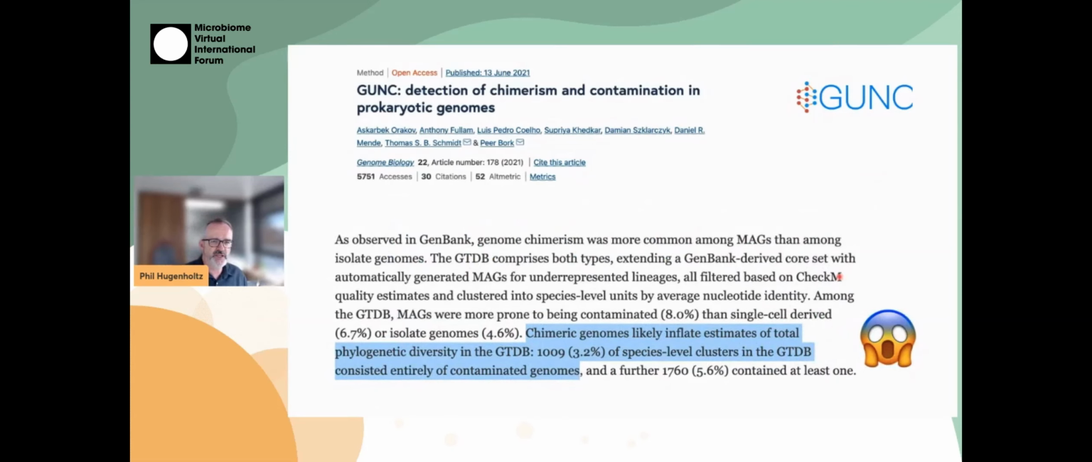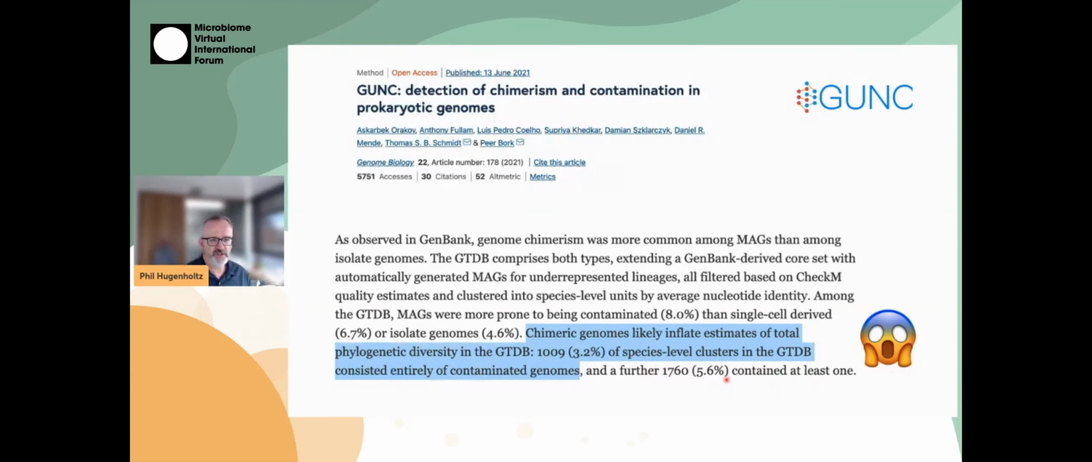So after they used GUNC to identify contaminant genomes, they concluded that chimeric genomes likely inflate estimates of total phylogenetic diversity in GTDB, and they estimated that 1,009 species-level clusters in the GTDB, or 3.2% of all species-level clusters in the GTDB, are comprised entirely of contaminated genomes. So that is a terrible statistic. And if you look beyond that, there are other taxa that contain at least one estimated contaminated genome.